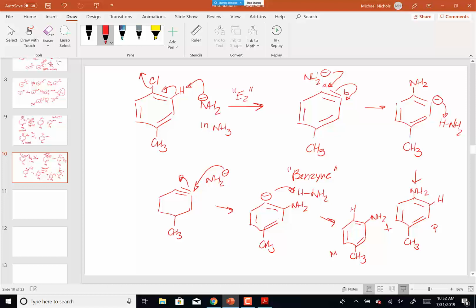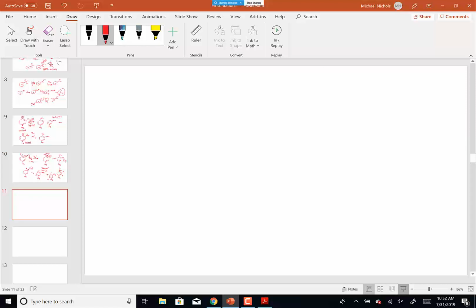Now, what about the activated one? The reason this is activated is because I've changed the rules. Yesterday, when I'm reacting a benzene ring with an electrophile, I want the benzene ring to be as rich as possible, electron rich. So the donating groups pushed electrons in. That made it go faster. The withdrawing groups made it go slower. Since I've changed the rules and I'm now doing this with a nucleophile, any groups that withdraw electron density are going to activate the ring.